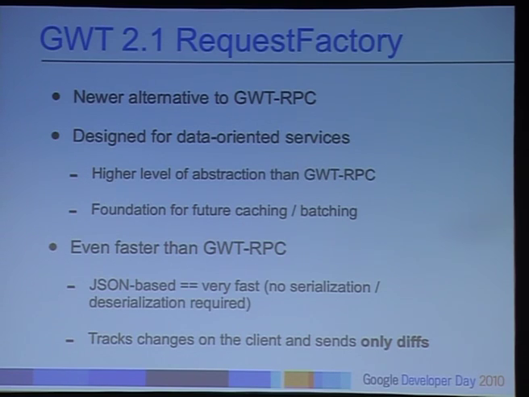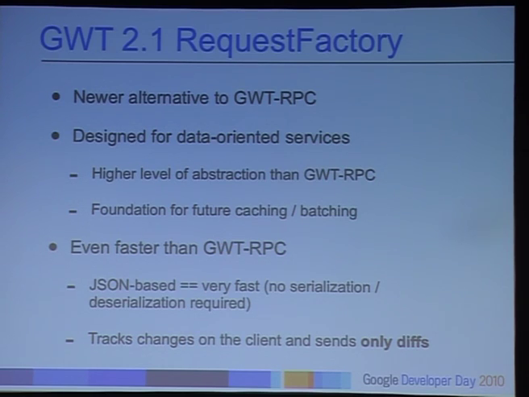In GWT 2.1, we've now created a new service layer called the Request Factory, and this is designed especially for data-oriented services. The RPC mechanism is a generic service layer. You can use it to implement any kind of service. But there's a lot of things that you end up doing the same way for services which are specifically data-oriented. So the request factory gives you a higher level of abstraction that can be used for batching and caching as we move forward with it in future versions.